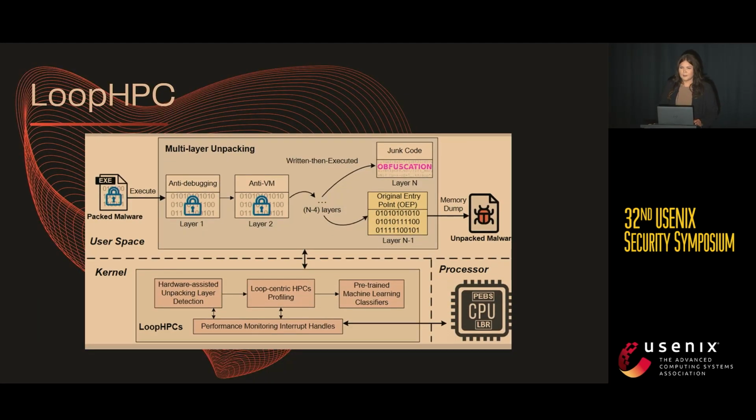So on this slide, I present our LoopHPC methodology. First, we take a packed malware, and then we interact with hardware features to monitor self-modifying code. Then we enable loop-centric profiling for each layer. Then we apply pre-trained machine learning classifiers to identify the original code in memory. At last, we perform a memory dump to deliver the unpacked malware.